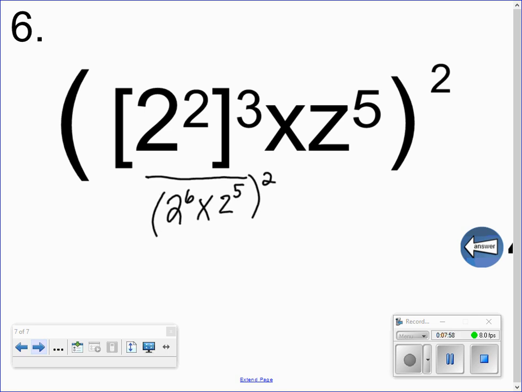And now we will do our quotient of powers. 2 to the 6th becomes 2 to the 12th, x squared, and z to the 10th power. And then we'll need to figure out what 2 to the 12th is. And that is 4,096, so 4,096 x squared and z to the 10th.